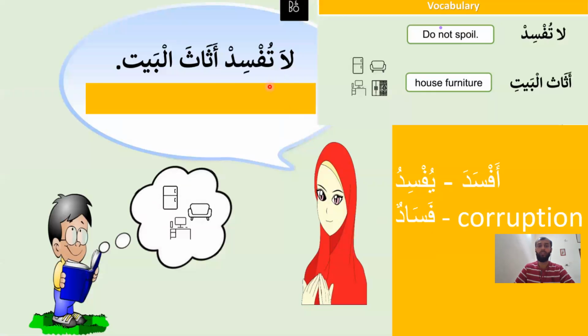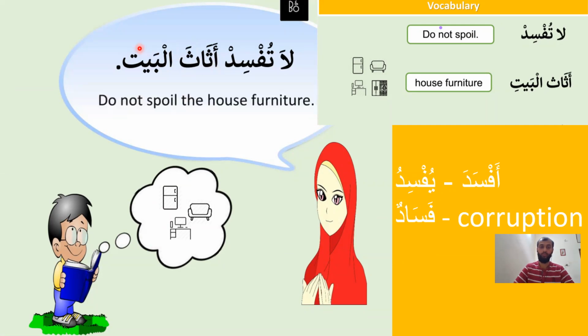La tufsid athatha al bayti. Athat is furniture, al bayt is the house. This is the furniture of the house, or house furniture. This doesn't have al, it doesn't have tanween, and the second word has kasra. So it's athatha al bayti, furniture of the house. So don't spoil the furniture of the house.